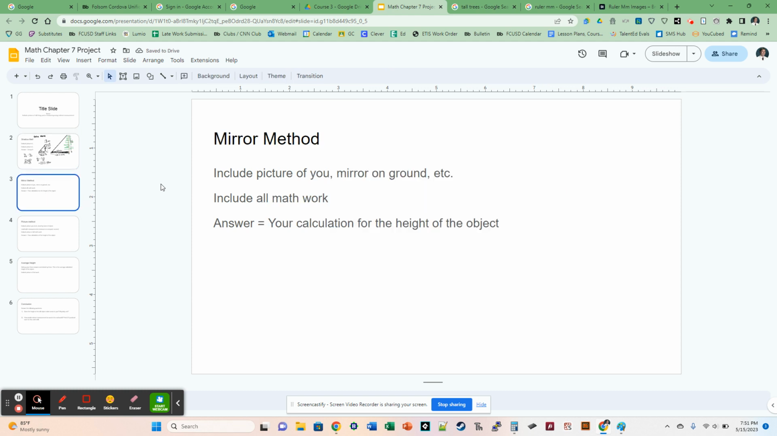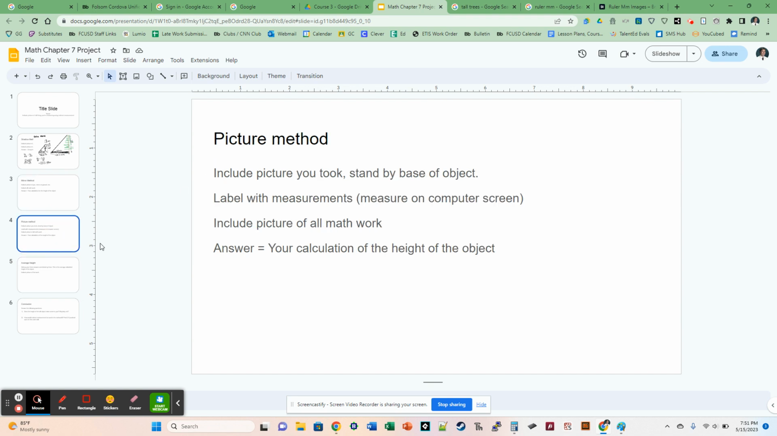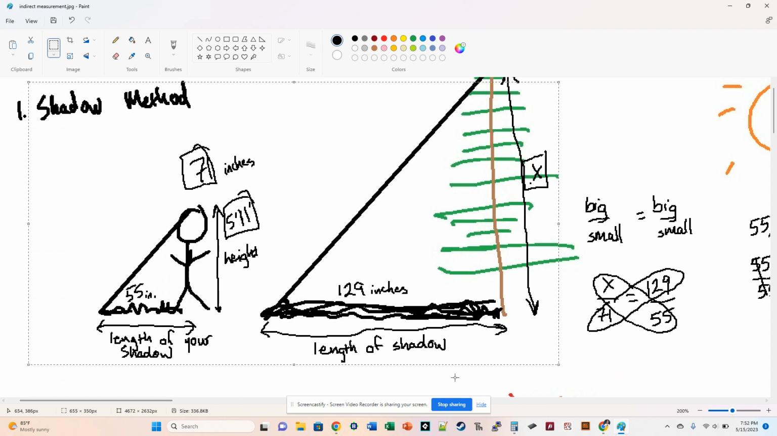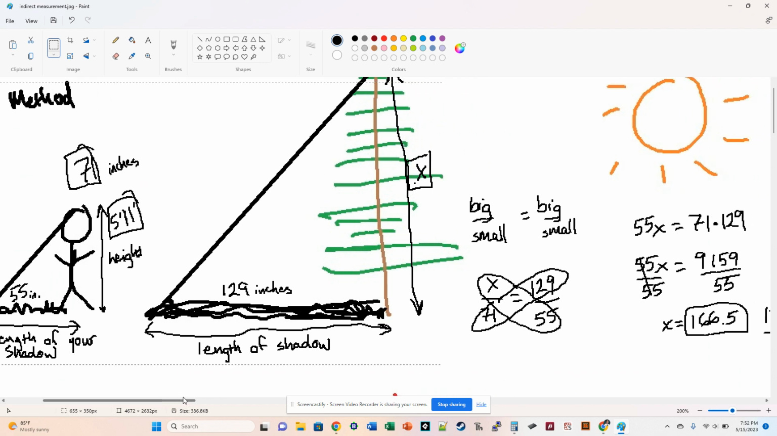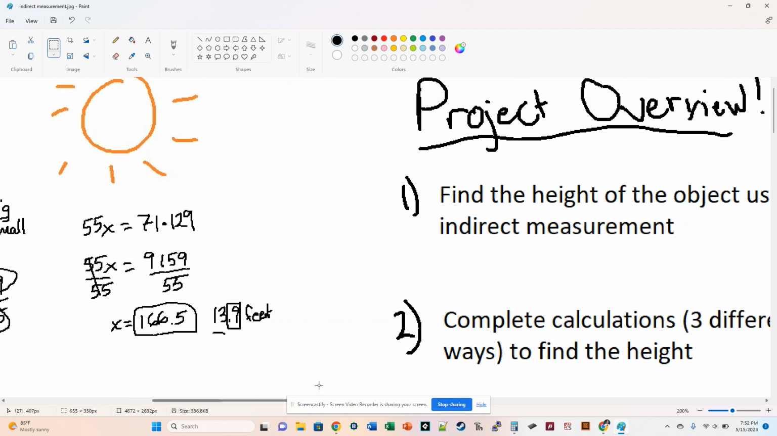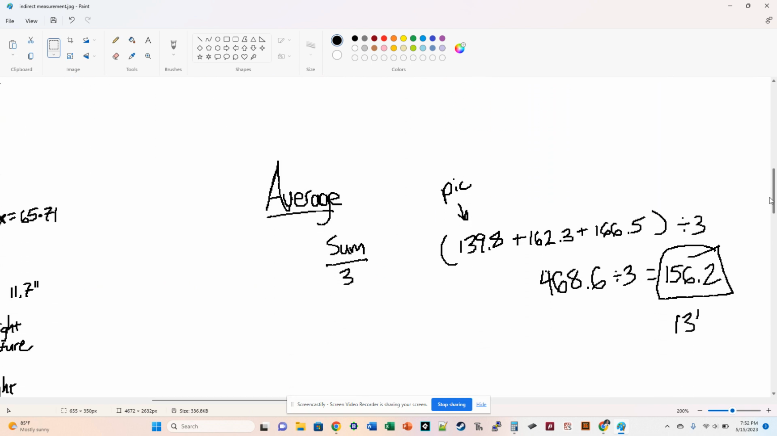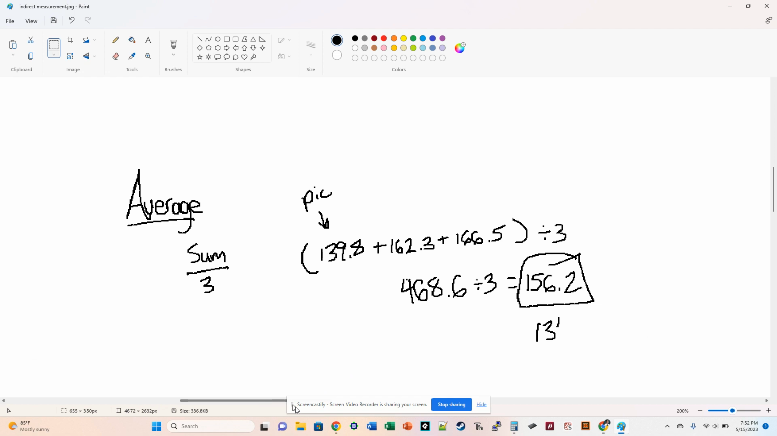Great. I would probably clean this slide up, make it look a little better, move on. You get the picture. Next, mirror method, same thing. Last, picture method, same thing. Then you've got your average height. This should include the picture of your work here. You could also use a Google drawing tool. There's a few other ways you could draw online if you want to use something like that to draw, or you can just write the work on scratch paper and take a photo.